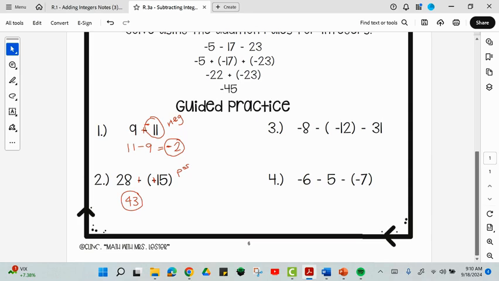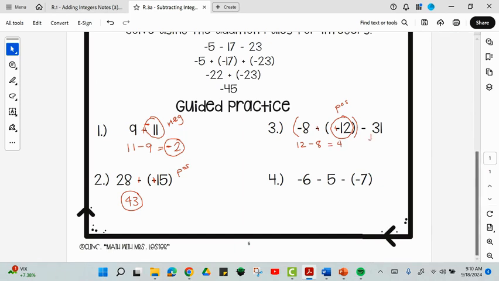Okay, number 3. We're going to start off with our first two. So we have negative 8, which we keep. Change the subtraction to addition. Change the negative to a positive. So we have negative 8 plus 12. They're different signs, so I'm going to keep the sign of the larger number, which is 12, and that is positive. So my answer for this part will be positive. And then I subtract. 12 minus 8 is 4.